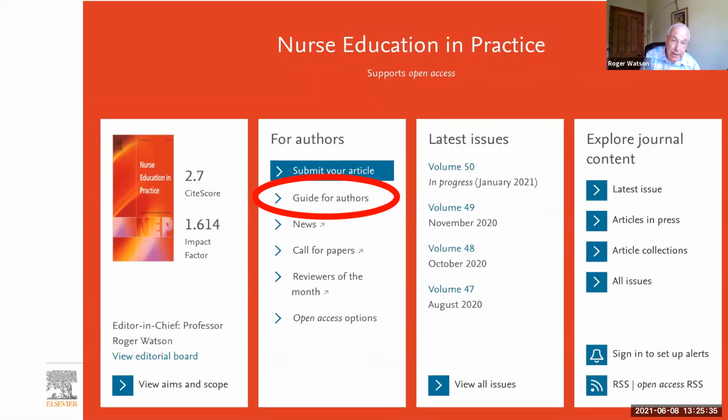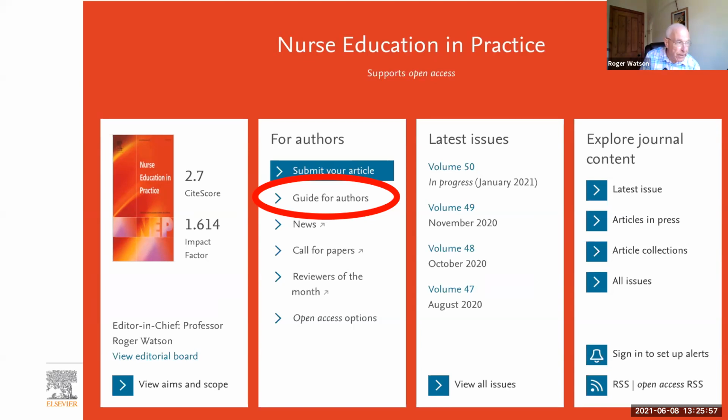journals are online these days. I don't think that there are any that are not available online, and in fact, a great many journals are only available online. The thing that you should really be looking for, apart from the aims and objectives of the journal, is that you should be checking the guide for authors before you submit an article.